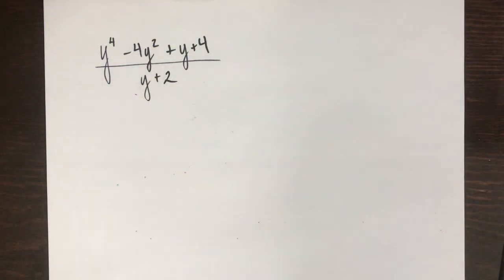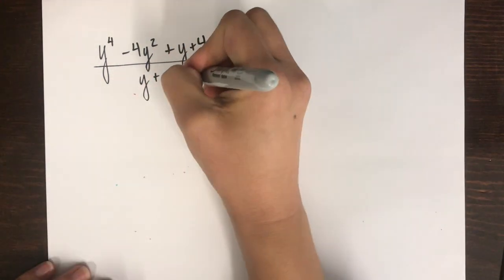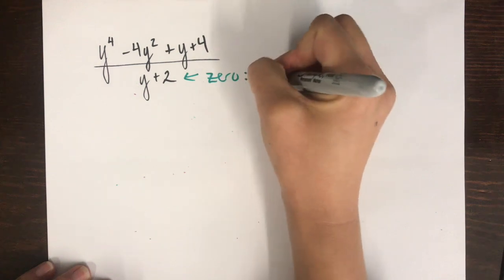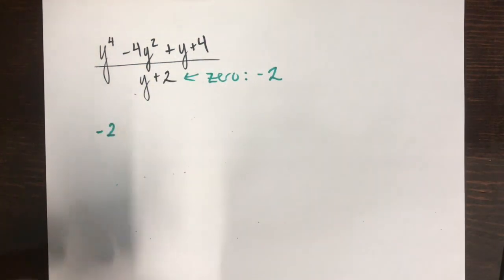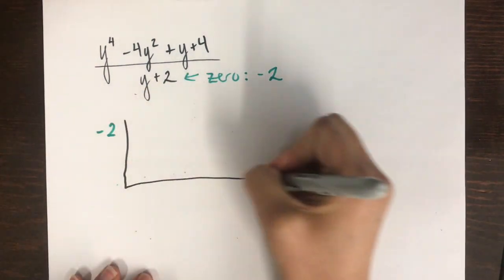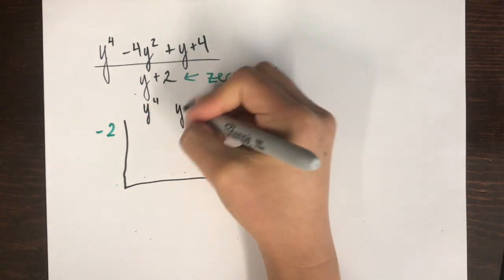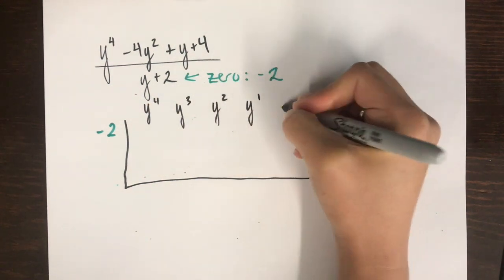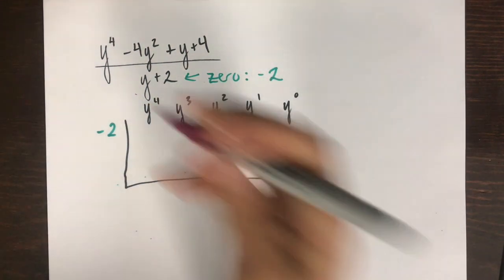Anyway, so I'm going to have this polynomial on the top. I'm dividing by y plus 2. So what makes y plus 2 zero? Well, -2. So I'm going to put that on the outside of my box. I'm going to draw my L shape, and then I'm going to take the coefficients. First I mark out what my slots are: y to the 4th, y cubed, y squared, y to the 1, y to the 0.